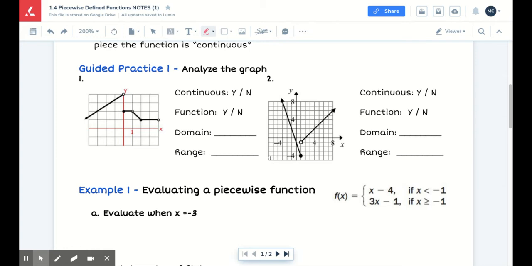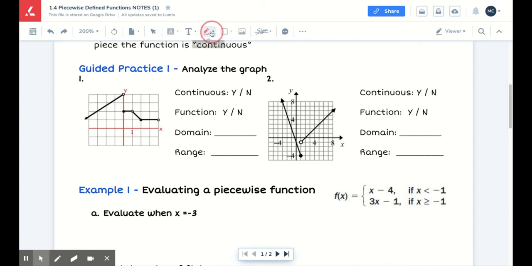Okay, so we're going to analyze a couple of these graphs here. A quick and easy way to tell whether a graph is continuous is to ask: can I put my pencil down on one part of the graph and then continue drawing the whole thing without ever having to pick my pencil up?